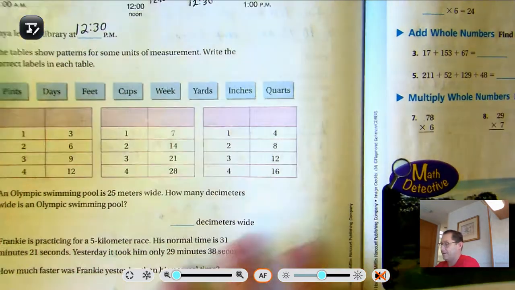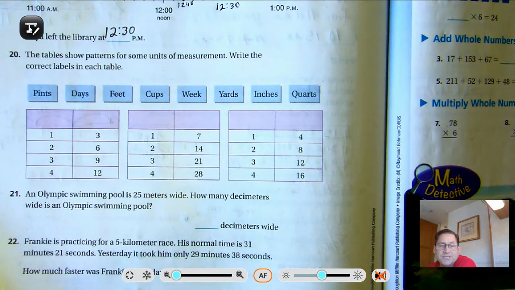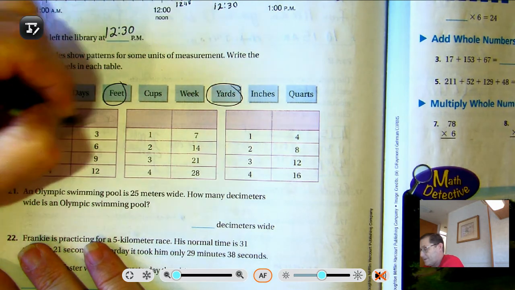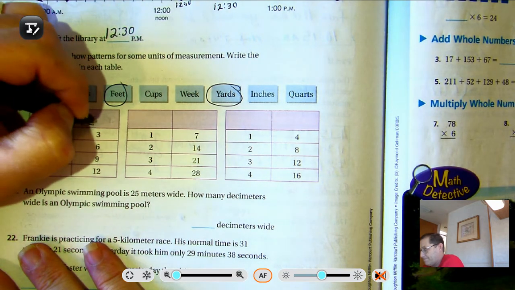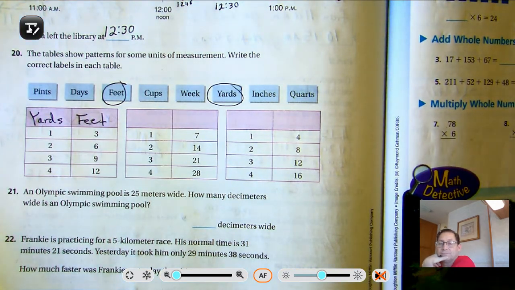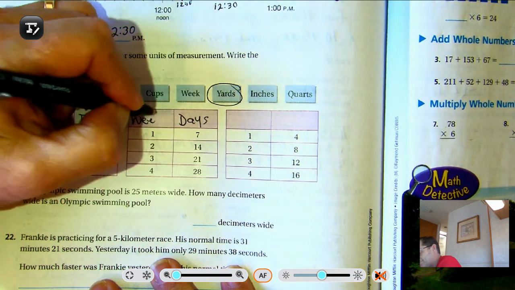Number 20. The tables show patterns for some units of measurements. Write the correct labels in each table. All right, so what has a relationship of 1 to 3? There's 3 feet in a yard, right? And I do see those choices. So I'm going to say 1 yard equals 3 feet. What has a relationship of 1 to 7? Days in a week, right? Okay, so there are 7 days in a week.